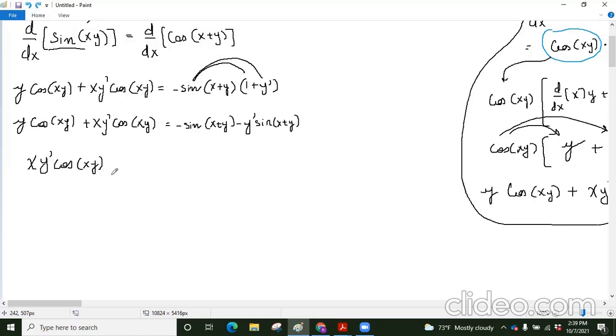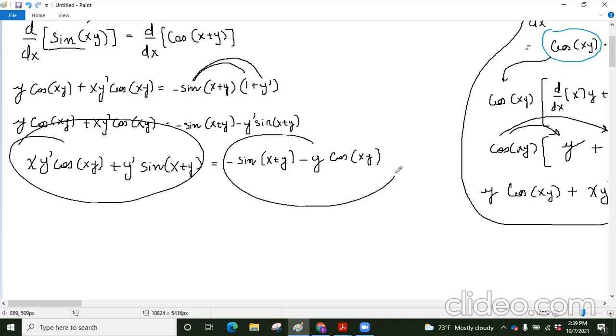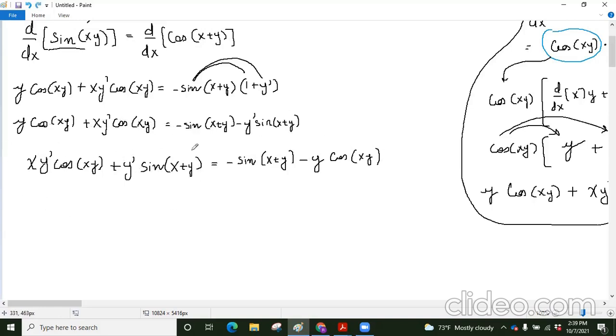So what we'll do is, yeah, we're going to have this on this side. So we'll say plus y prime sine of x plus y, because it's plus now, right? It was negative on this side and now it's plus, equals what we had before on this side, which we didn't do anything with. And then we brought this to this side, right? So that's minus y cosine of xy. So now you have all your y prime terms on one side and all of your y terms on the other side.